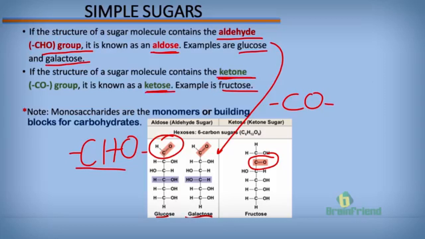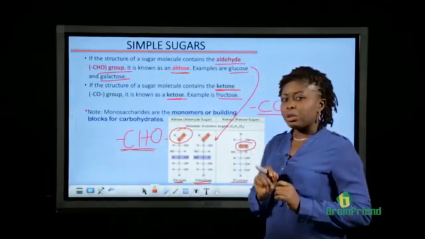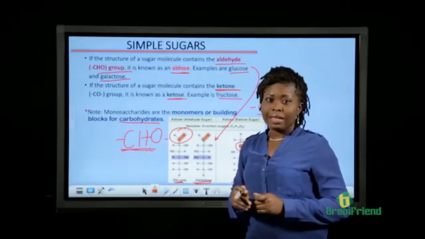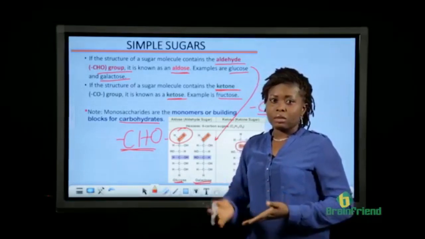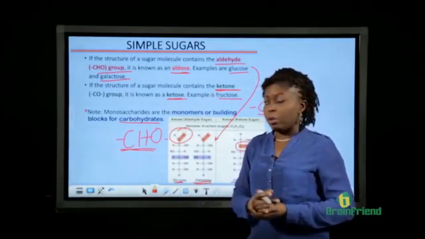Aldoses are the monosaccharides with the CHO functional group, while ketoses are monosaccharides with the C double bond O functional group. Examples of aldoses, as we mentioned, are glucose and galactose, and an example of a ketose is fructose. Now, it's important for us to know that monosaccharides are the building blocks of what? Carbohydrates. By building blocks, we also mean that they are monomers, okay? They are the units upon which every other carbohydrate is built.